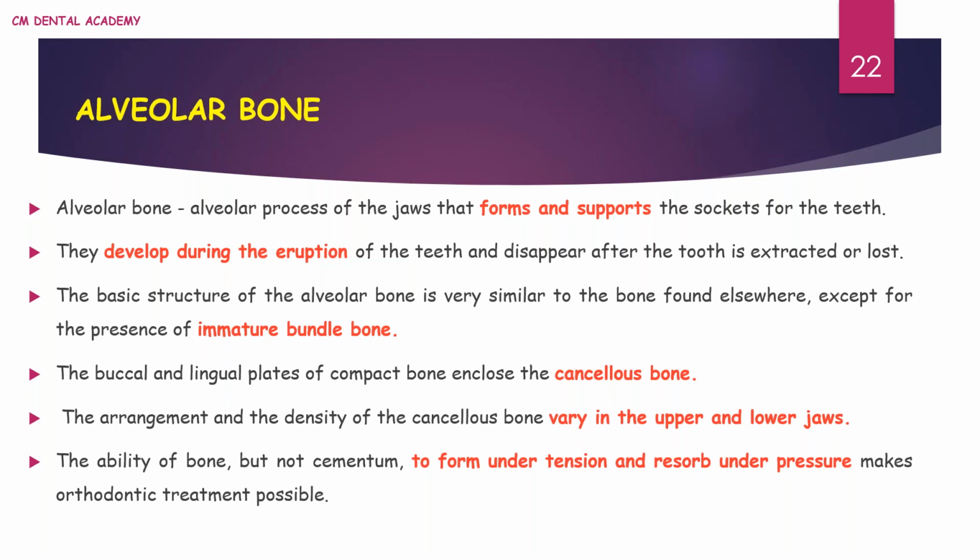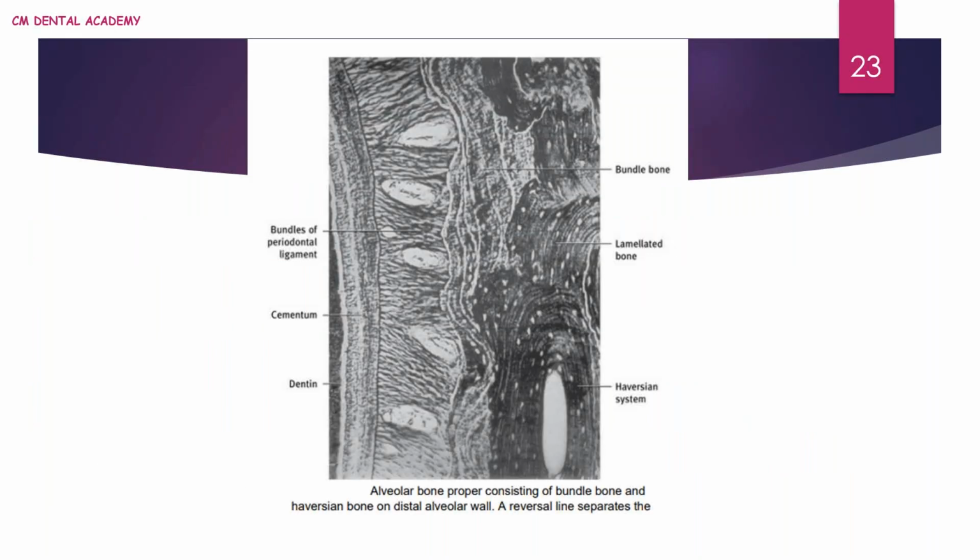It is formed of two compartments, mainly the buccal cortical plate and the lingual cortical plate. In between these, there is a cancellous bone. The arrangement and density of the cancellous bone vary in the upper and lower jaw. The ability of the bone, but not the cementum, to form under tension and resorb under pressure. This mechanism of the alveolar bone is used mainly for orthodontic treatment, for the movement of the teeth. That's why you need to study all these hard tissues, how we apply them clinically in patients' treatment.